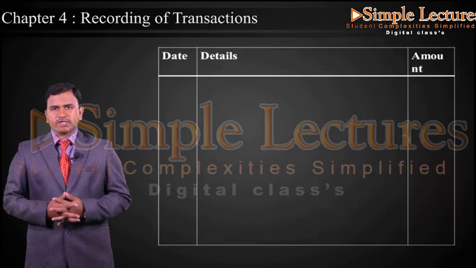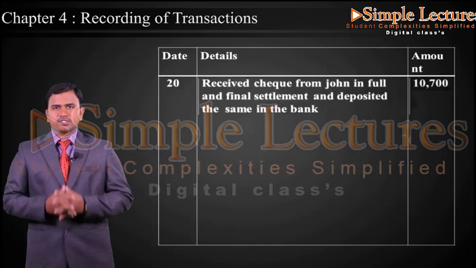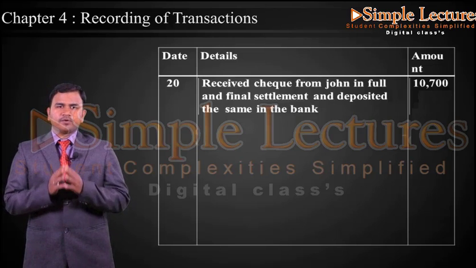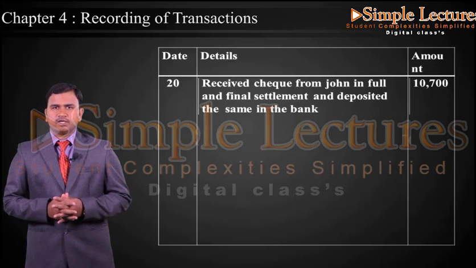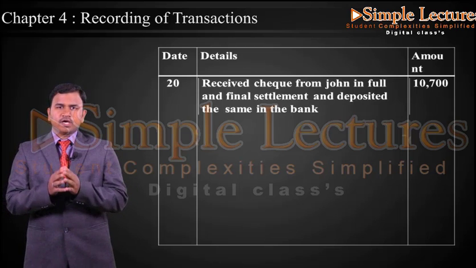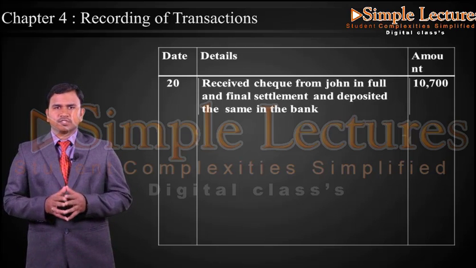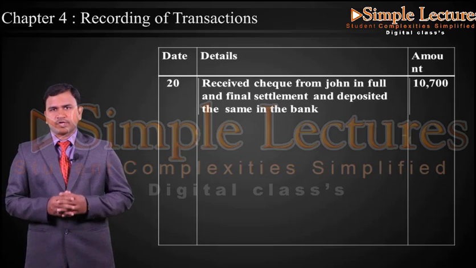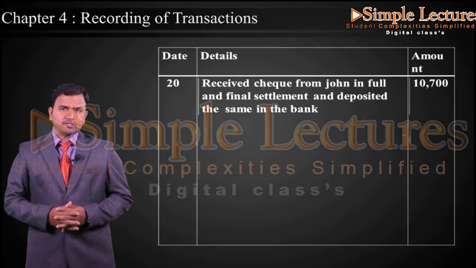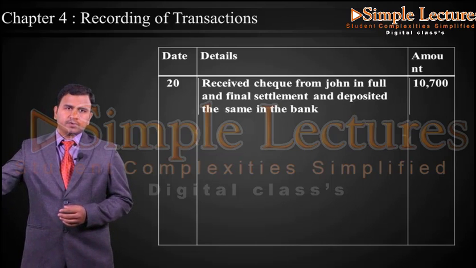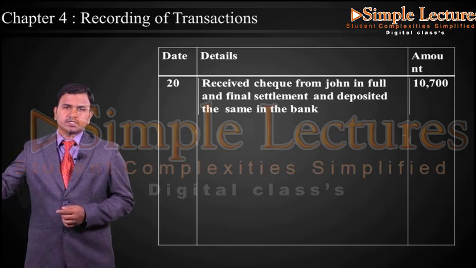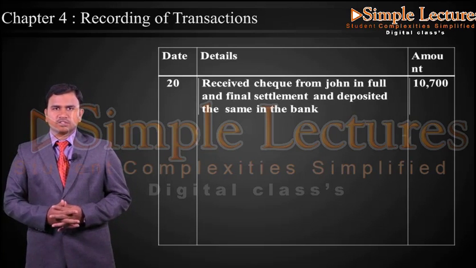Let us take the next transaction which we have on August 20th, where the transaction is received check from John in full and final settlement and deposited on the same day in the bank. So here we are receiving a check and it is deposited into the bank on the same day, where it is a receipt which should be recorded in the debit side. So let us take the date August 20th, and the entry will be to John account and the amount will be considered in the bank amount column 10,700.